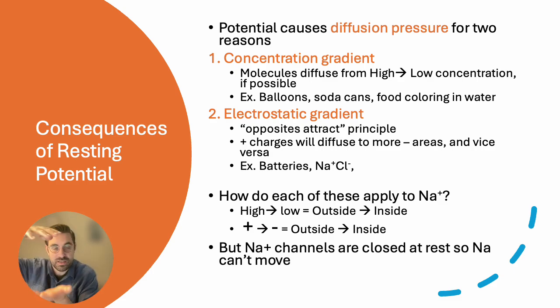So the resting potential sets up pressure. It's like shaking up a pop can, shaking it up just ready to go. Cool? So this is the resting potential. Our neurons at rest are set up under pressure from concentration and from an electrostatic gradient so that sodium in particular is ready to diffuse inside.